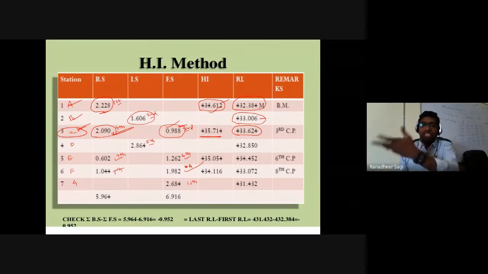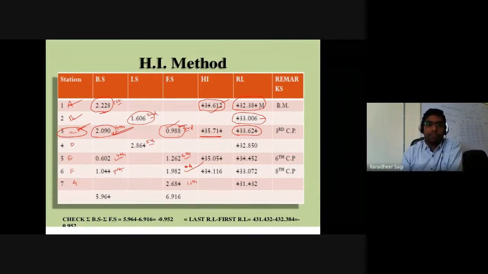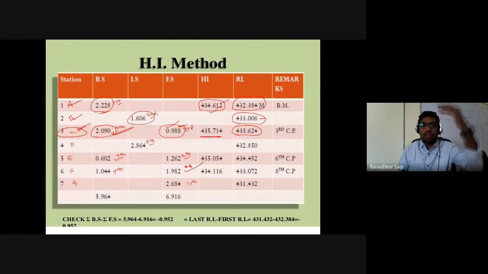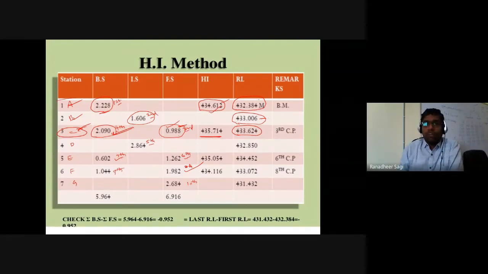Now, what is the height of the instrument after shifting it? The height of the instrument after shifting it is equal to the RL value of your point C, which you have already calculated, plus the backsight reading which you have taken by placing the leveling staff at point C. See, the procedure is the same. It's a kind of repetition. Even if you start with the first point, that is point A, we know the RL value of point A, and we know what the backsight reading was with respect to point A.